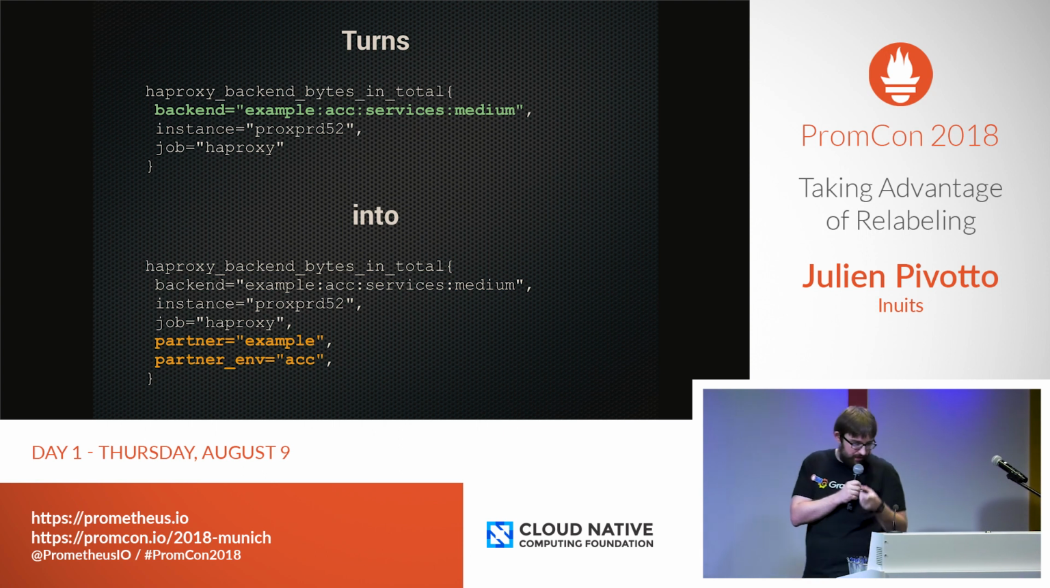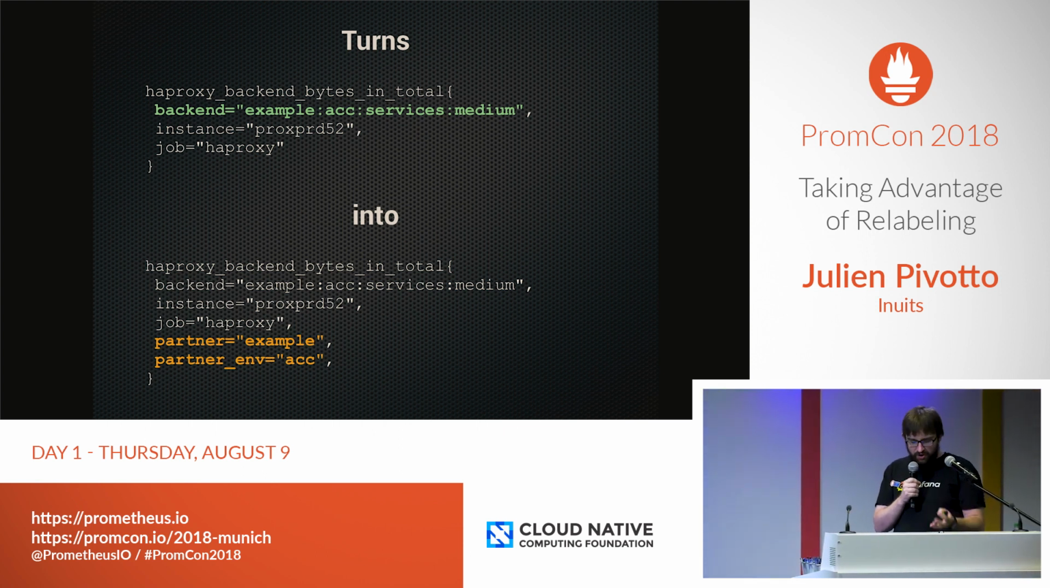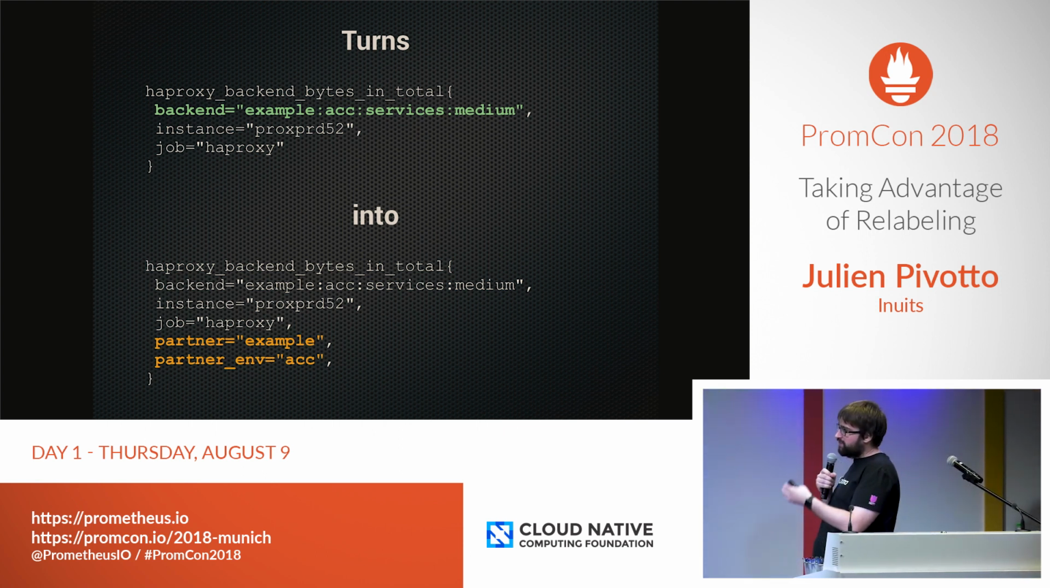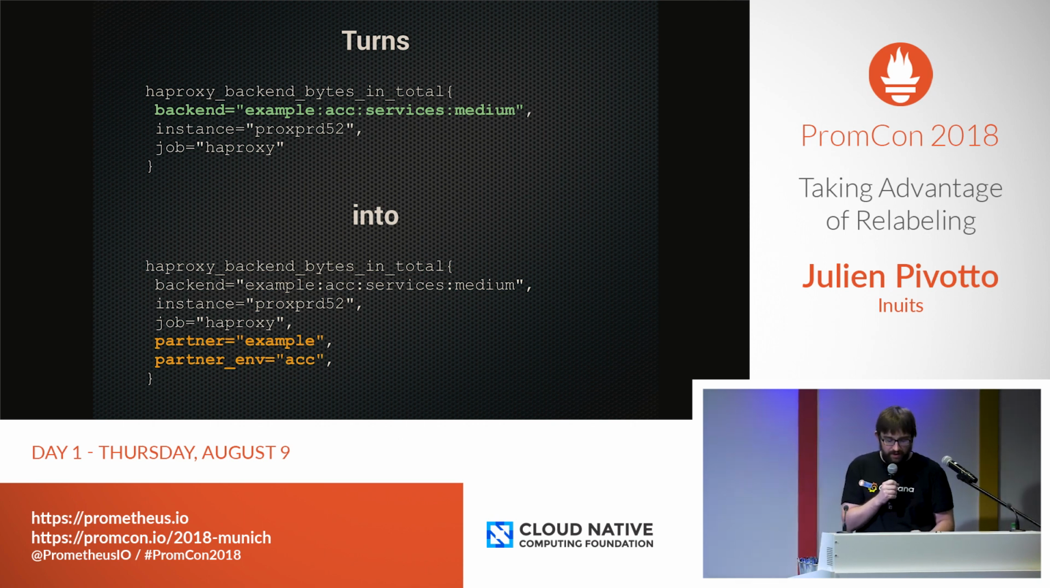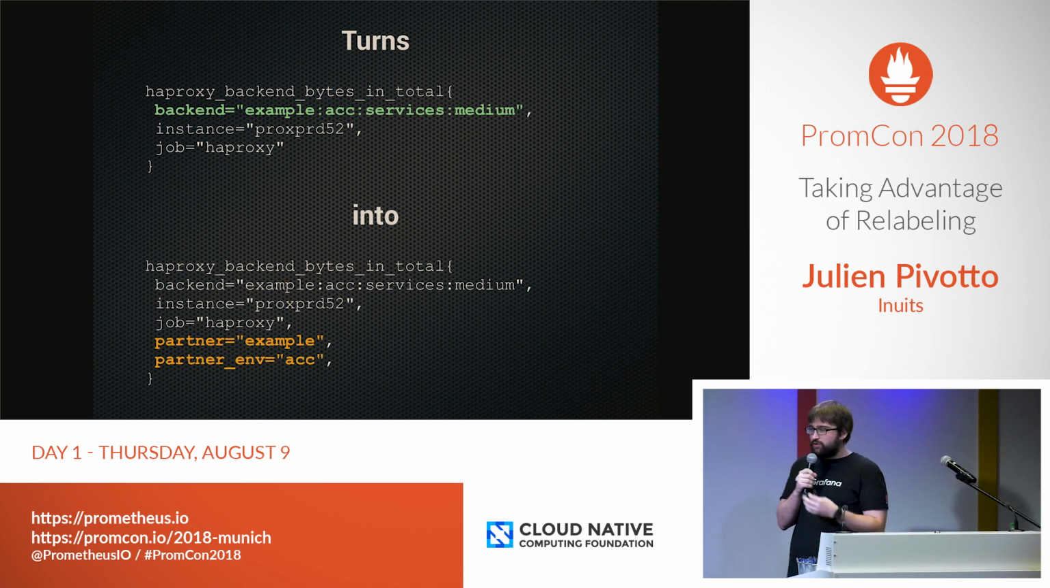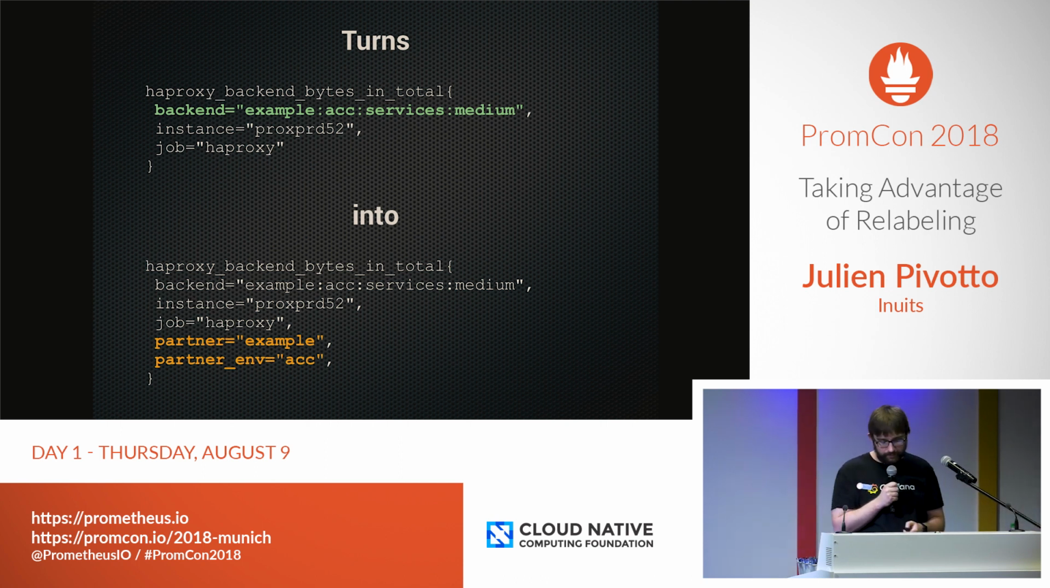So like if we have a backend which is like example ACC services something, then I know that the partner will be example and that the environment of the partner will be like ACC. And I don't need to actually do a complex query later on. I have them just at scrape time. And I don't need to change the exporter either.